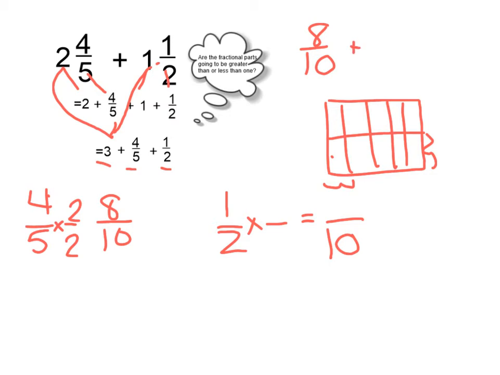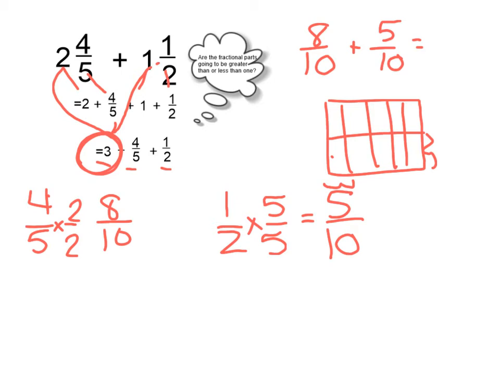Now 2 times what gives us 10? I know that 2 times 5 is 10, so I have to multiply by 5/5. And 1 times 5 is 5. So 1/2 is equivalent to 5/10. Now I can add my fractions, just make sure I don't forget that whole number at the end.